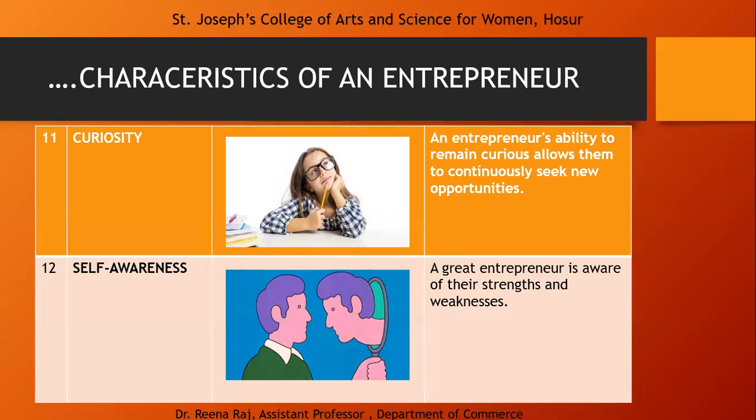The 12th and the last feature is self-awareness. A great entrepreneur is aware of his strengths and weaknesses. This helps him to hold back his shortcomings and build well-rounded teams that complement his abilities.